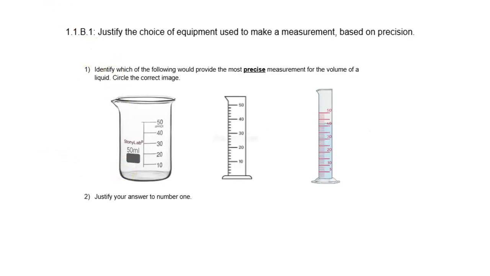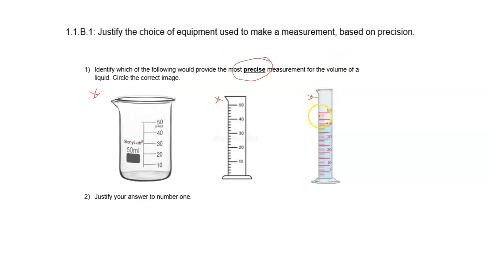Our goal with these two questions was to check on your ability to justify the choice of equipment used to make a measurement based on precision. It was a circle the best answer and then follow up with a justification. It says to identify which of the following would provide the most precise measurement for the volume of the liquid. If we gave the same amount of liquid to 3 or 4 people, which of these is most likely to lead them to give the closest answers to each other?